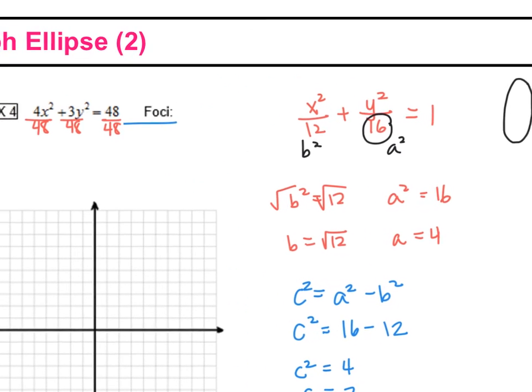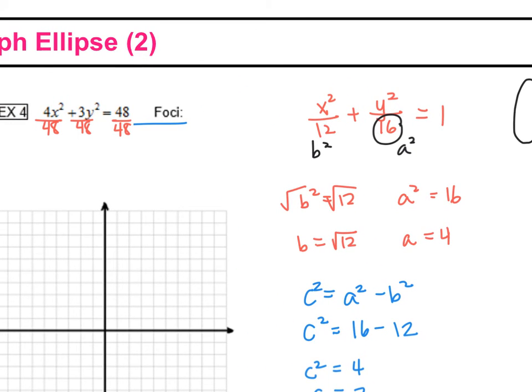So our foci for an ellipse that looks like this is 0, comma, plus or minus c. We just figured out c is equal to 2. So this is 0, comma, plus or minus 2.